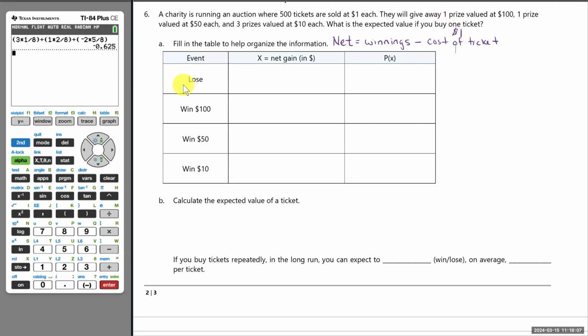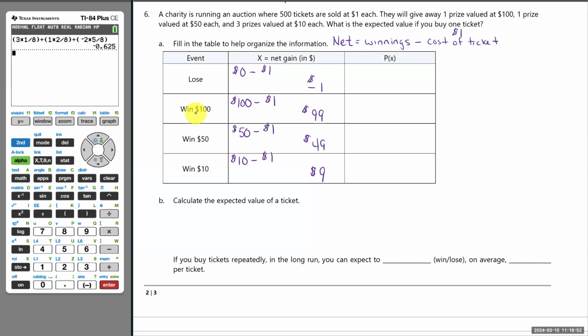All right, so if you lose, then your winnings are nothing, right? So you're not going to win anything, but you did buy your ticket, so you did pay $1 for the ticket, so you're going to lose your $1. So your net is negative $1. And then if you win $100, great. You paid $1 for that ticket, so your net, you'll be up $99. All right, you could win $50, paid $1 for your ticket, you'll be up $49 net. And then finally, you could win one of the $10 prizes minus the cost of your ticket, and that will leave you with a net of $9.